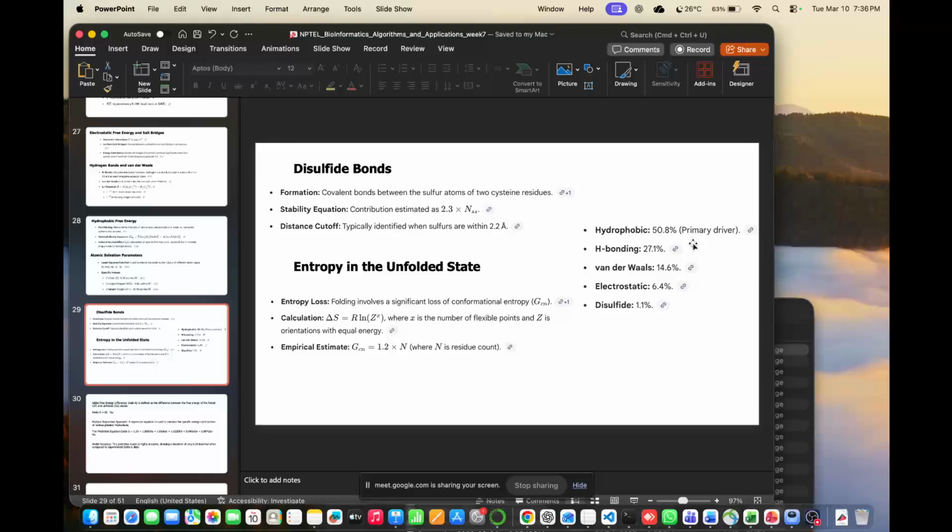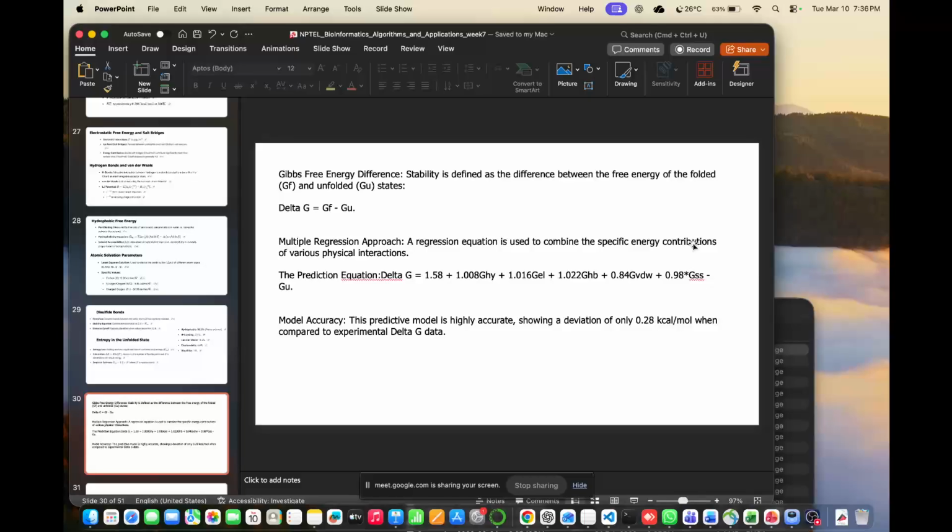So it's just to show that it is not a very well established equation. You can put in a lot of variables. You can make this equation much more robust. So this is just for an example. And it is 0.28 kilocalorie per mole when compared to the experimental delta G data. So this is quite close, but you can be much more precise in terms of the interactions that you consider for the protein folding.